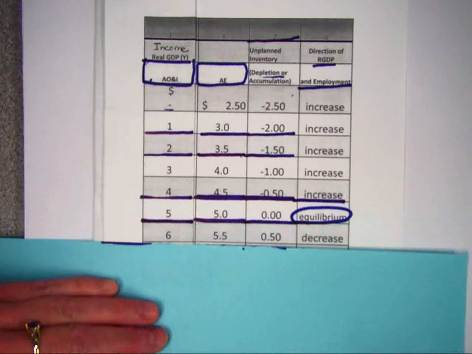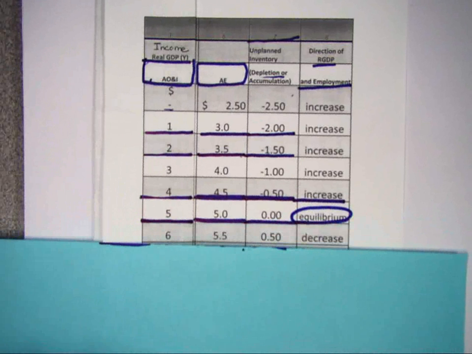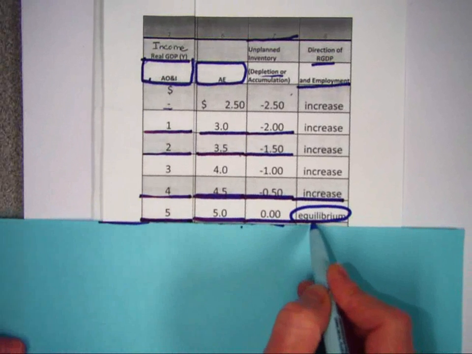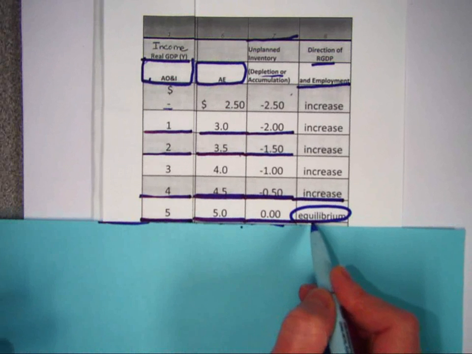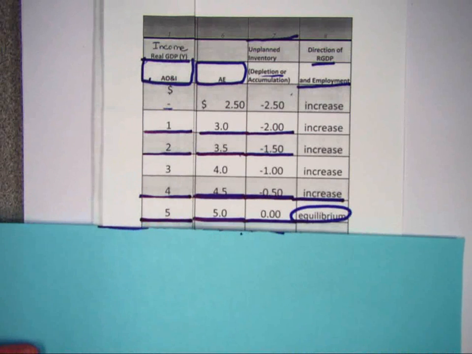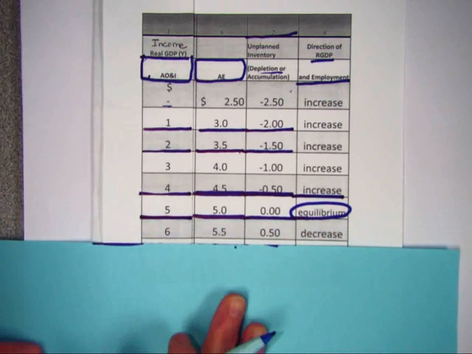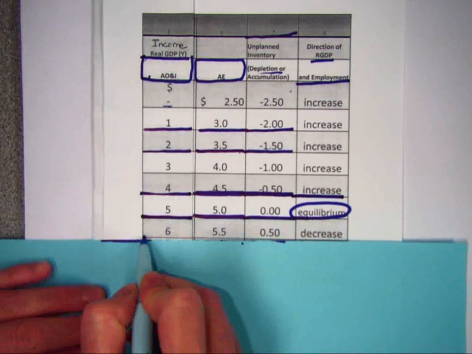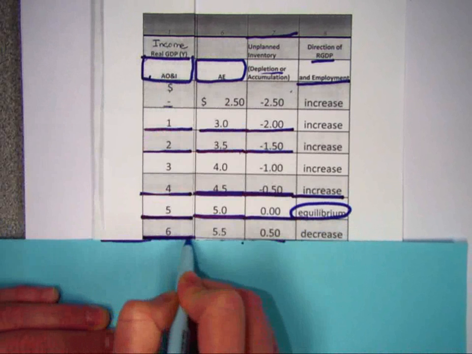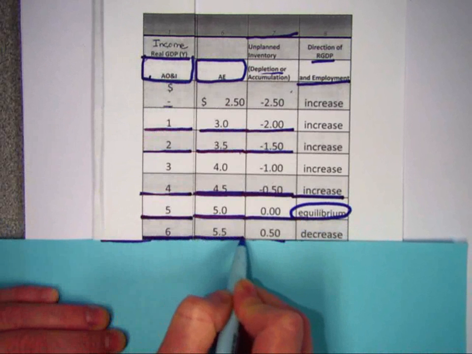Now, equilibrium doesn't necessarily mean ideal, because we're going to see that sometimes we can be at equilibrium and still have high levels of unemployment. And here's where John Maynard Keynes' theories really are supported. Let's take a look at levels of output that exceed aggregate expenditures. We have income output at 6, but only 5.5 are being demanded.